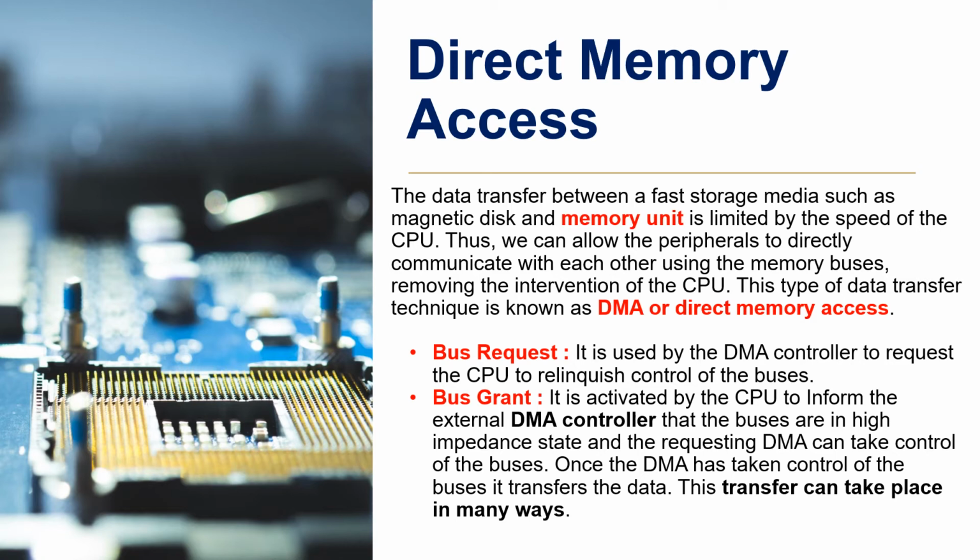The bus request. It is used by the DMA controller to request the CPU to relinquish control of the buses. Bus grant. It is activated by the CPU to inform the external DMA controller that the buses are in high impedance state and the requesting DMA can take control of the buses. Once the DMA has taken control of the buses, it transfers the data. This transfer can take place in many ways.